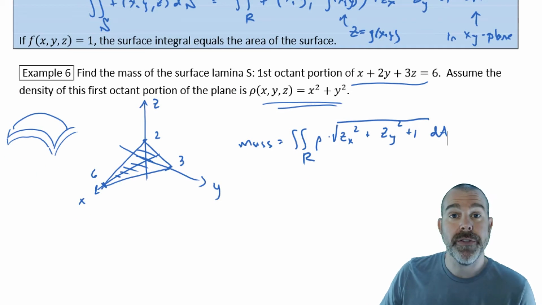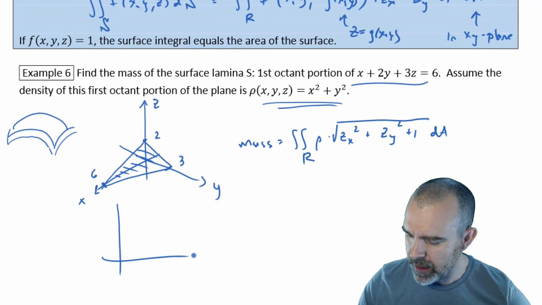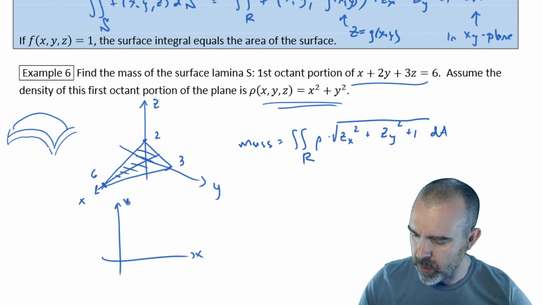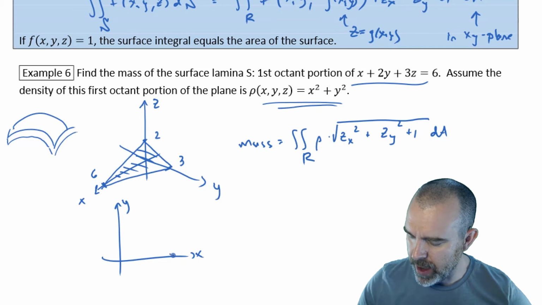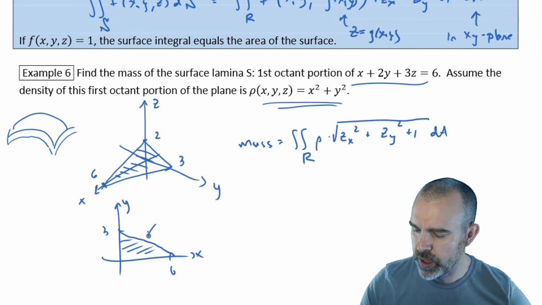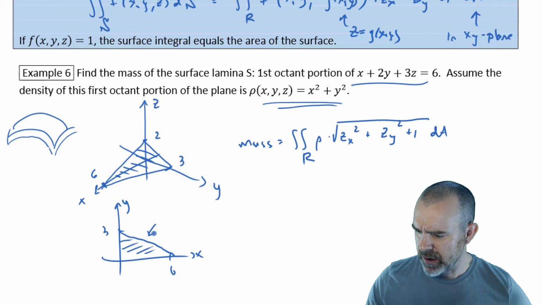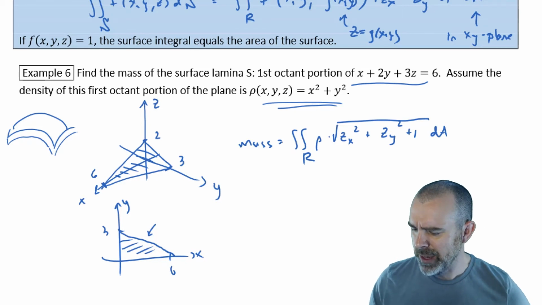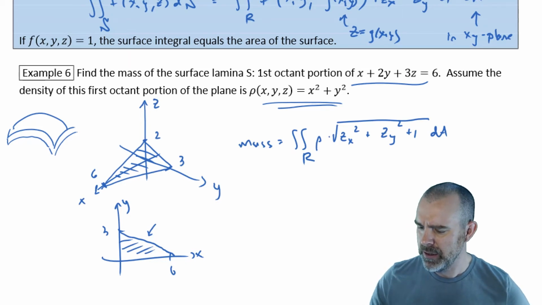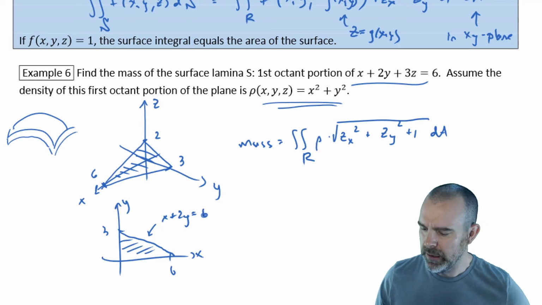Okay, so we need to find what the region is in the xy plane. Let's take a look at that. X, y. We have 6 crosses the y-axis at 3, and we have this region. So if we want to draw the graph of that, what would that be? Well, I guess we could just do when z is 0, right? So x plus 2y equals 6. We could just do the trace in the xy plane.